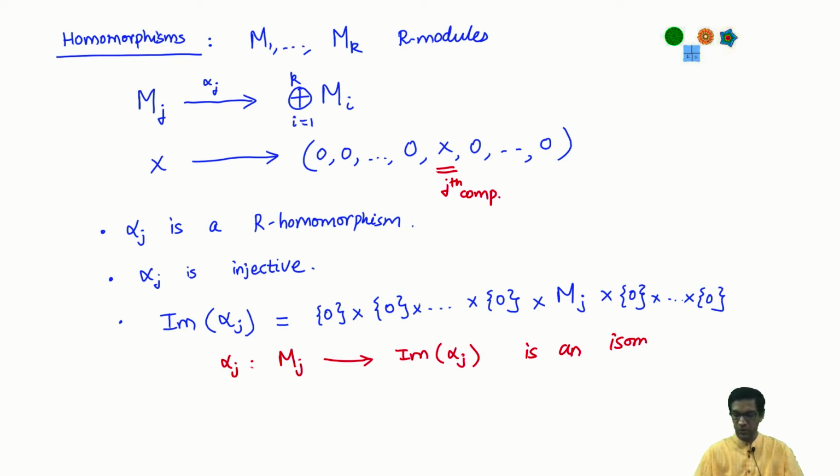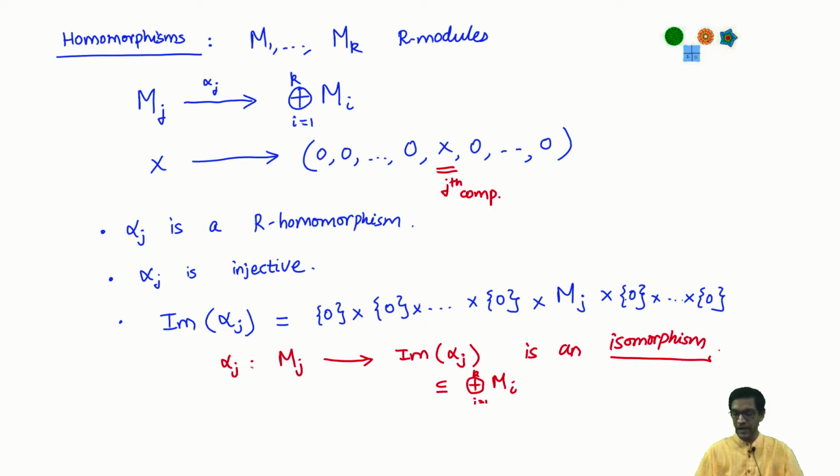Okay, why is it an isomorphism? It was already injective, and since I have restricted on the right hand side to just the image, it's also surjective. So alpha j from Mj to image of alpha j is in fact an isomorphism of modules. So what that means is that in some sense, recall that image of alpha j is a subset of the direct sum, right? This is a submodule of the direct sum of the Mi. So the image of alpha j is an isomorphic copy of Mj.